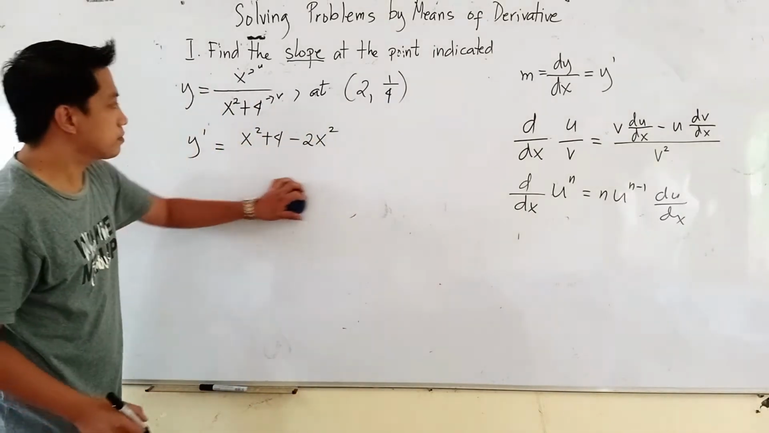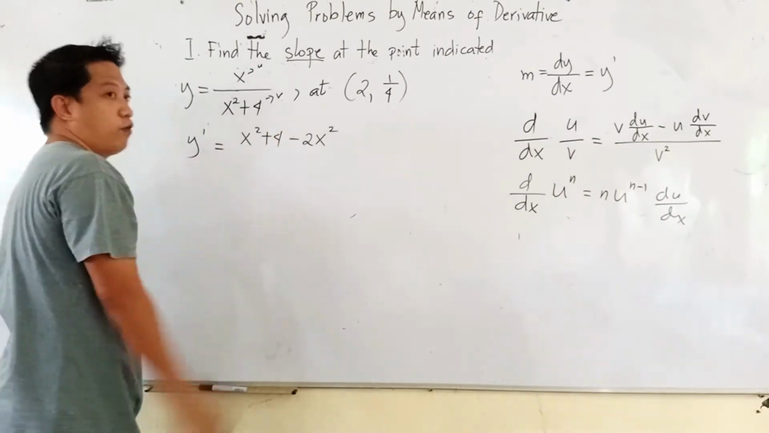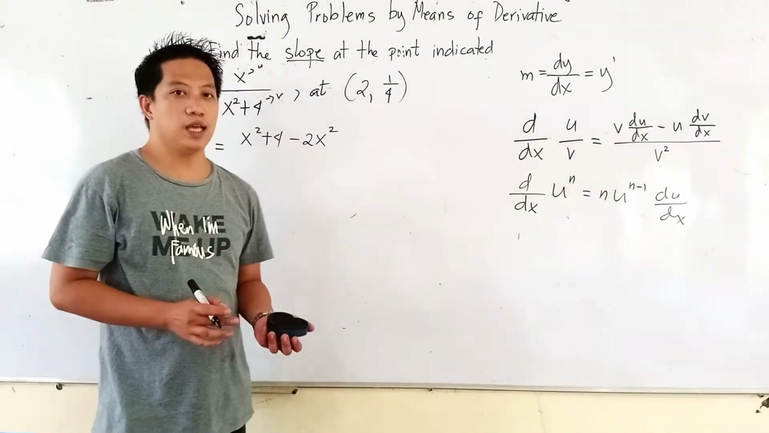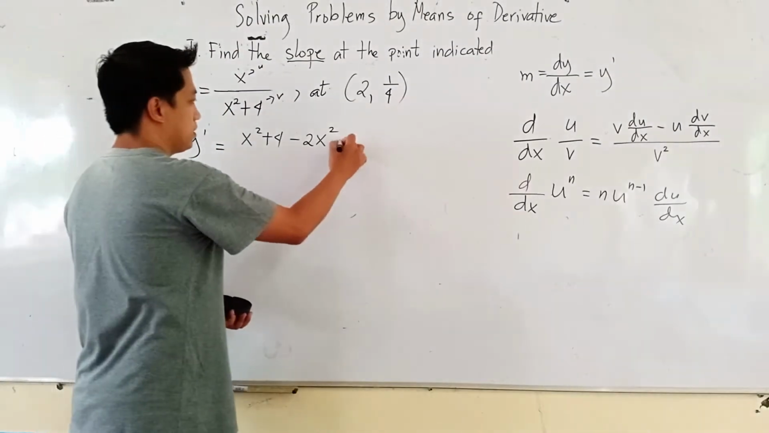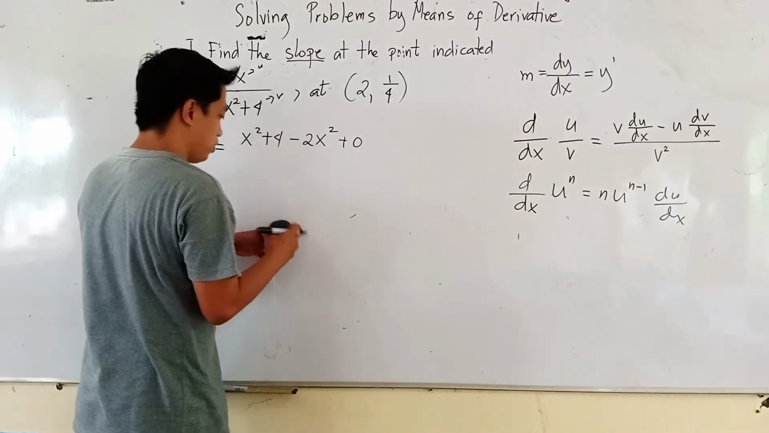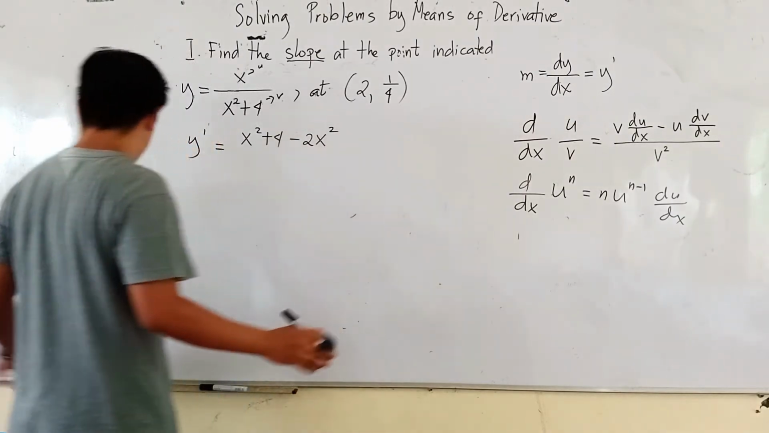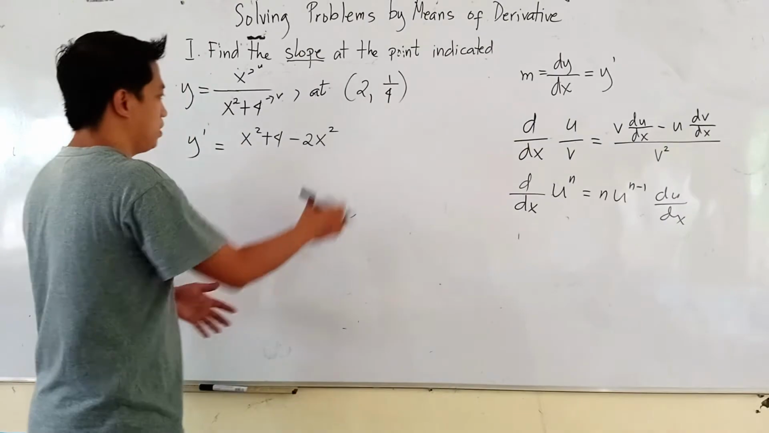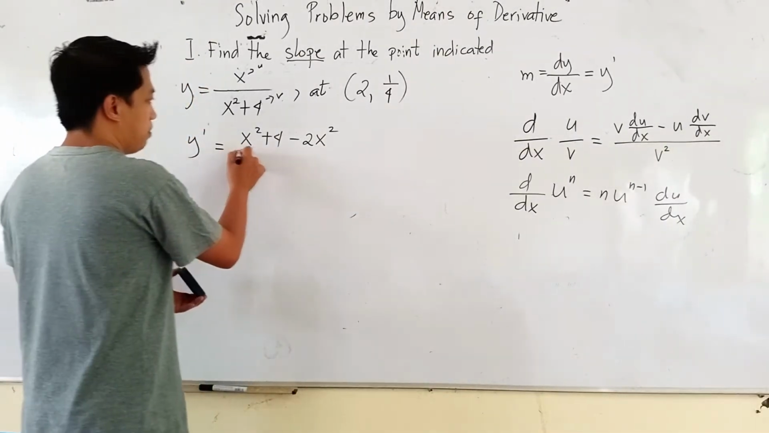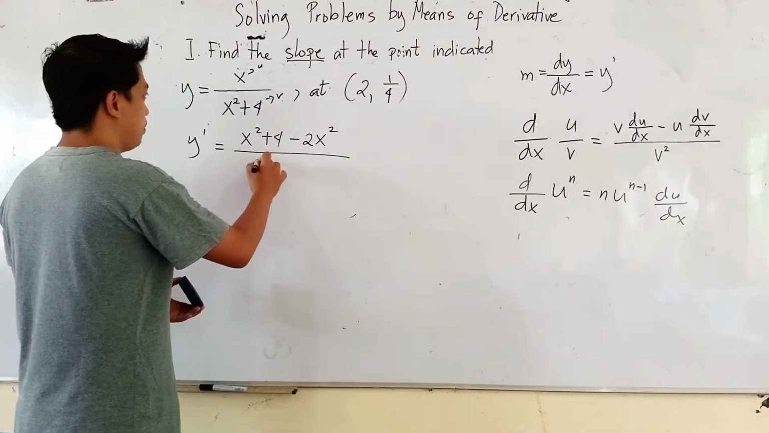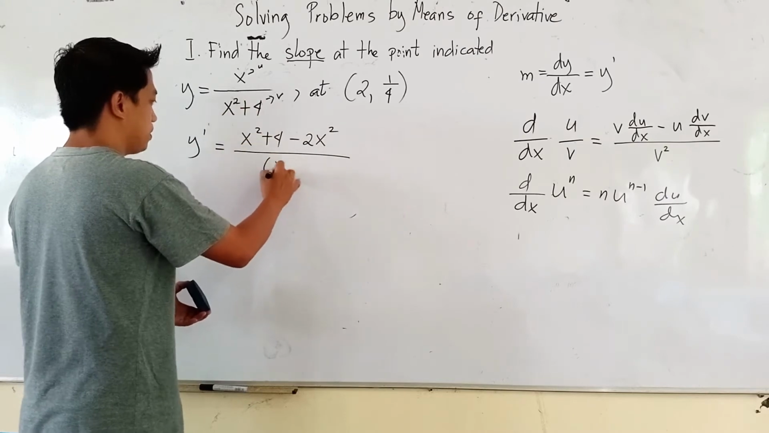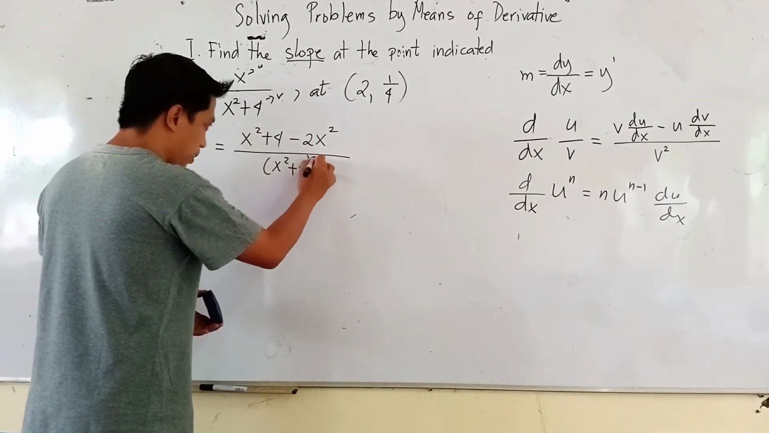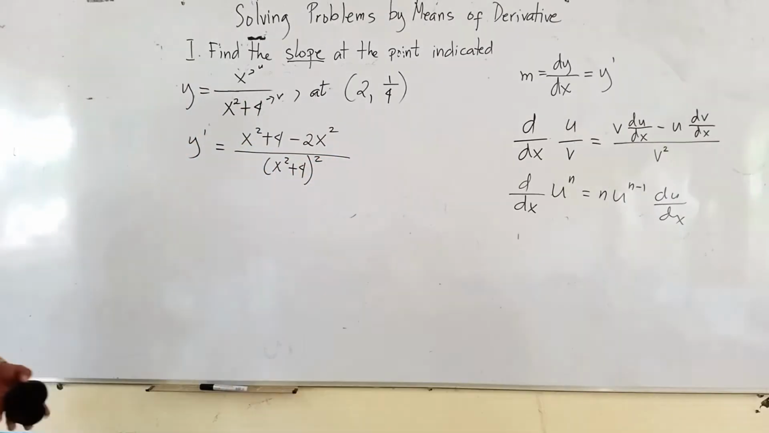Next, derivative of 4. So what is the derivative of a constant? That is 0. So plus 0, or pwede din hindi niya ilagay because 0 na naman siya. So divided by v squared, our v is x squared plus 4. Squaring it, we have quantity squared.